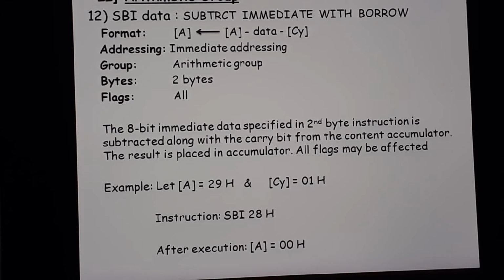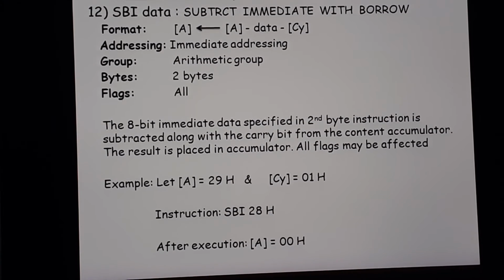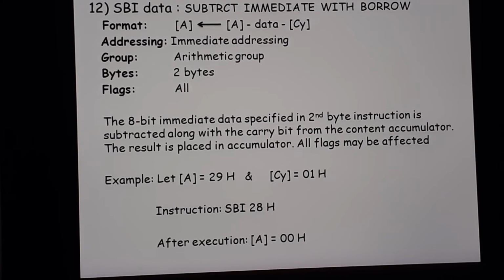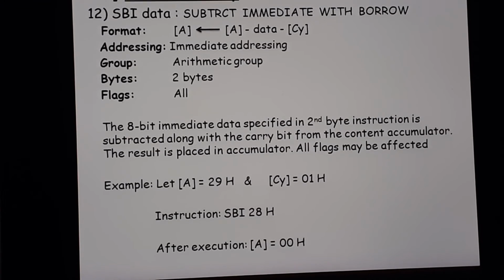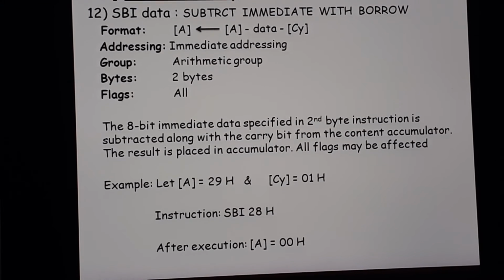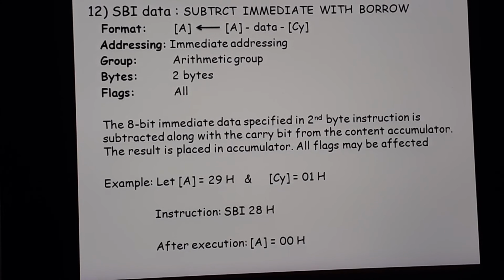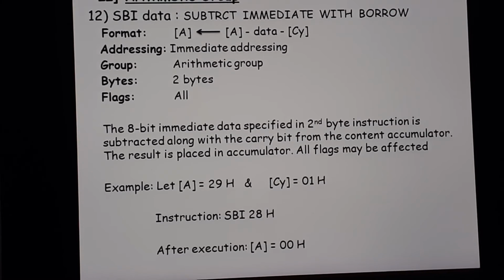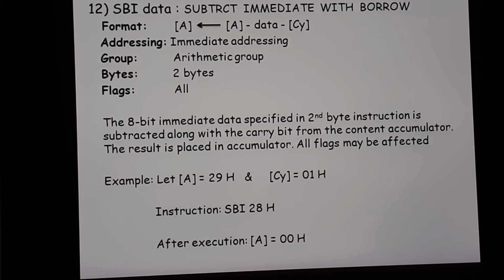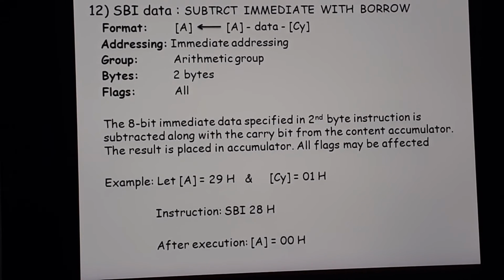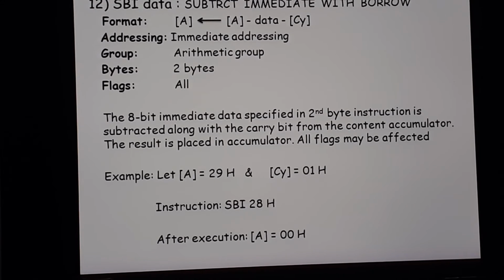I have taken accumulator content, that is you need accumulator and carry flag, correct? The data should be mentioned in the instruction itself. So the accumulator content that I have assumed here is 29H. Carry content that I have assumed here is 01H. You can take 00 also. Okay. So the instruction is SBI, and the data that I have assumed here is 28H. You can assume any data, 5, 7, 5, 9 that you like.